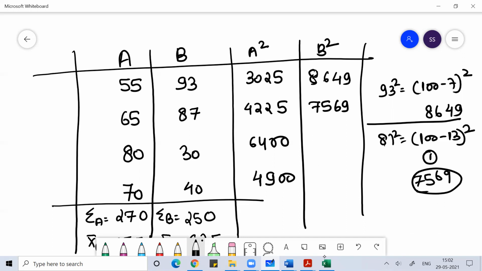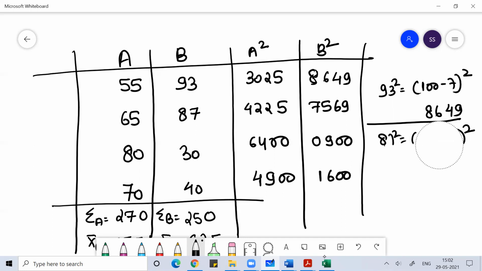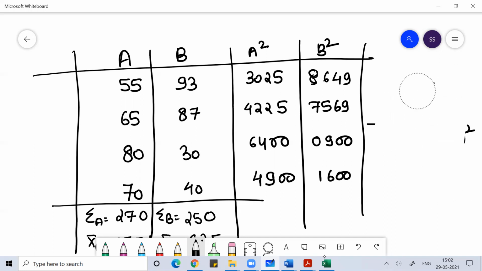This is 30 square. 30 square is 900, and 40 square, that is 1600. Vedic maths, we should know this. 5 square is 25. Then 15 square is 225. Then 25 square is 625.